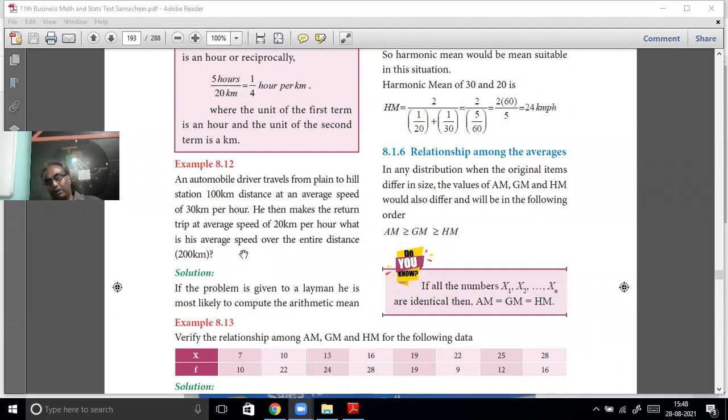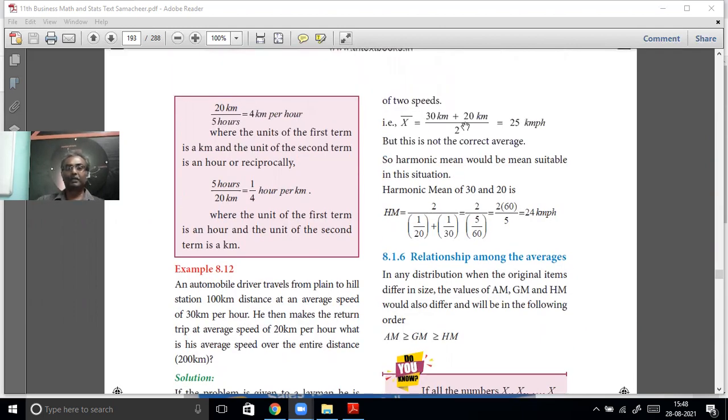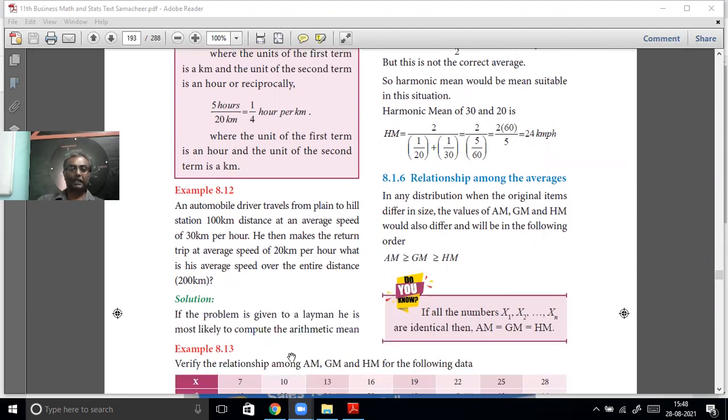Usually what people do is take the arithmetic mean. They add up the 30 kilometers per hour and the 20 kilometers per hour: 30 plus 20 divided by 2 gives 25 kilometers per hour. So that is the average speed. But that is not going to give you the correct average here.